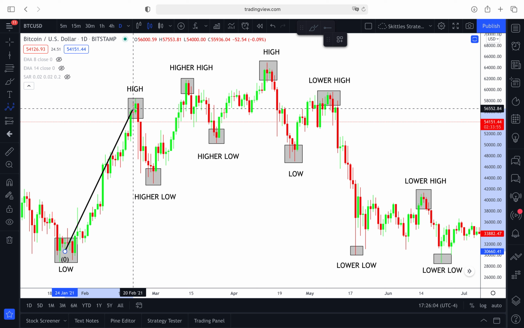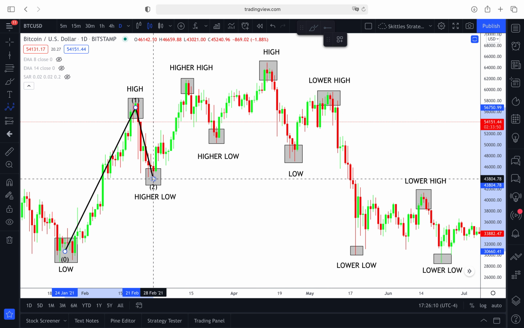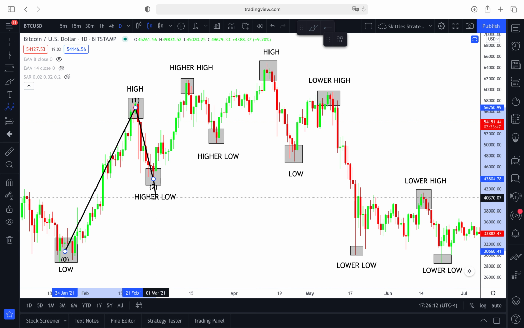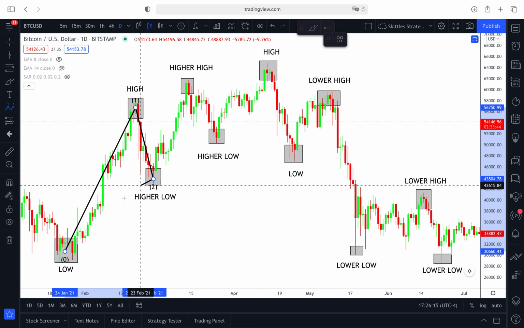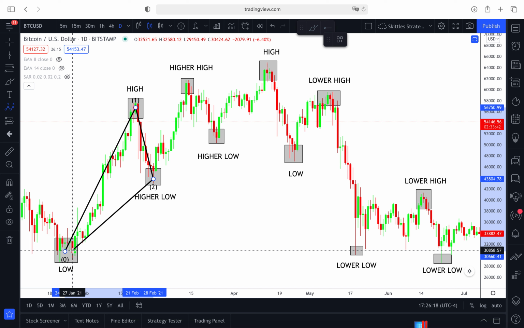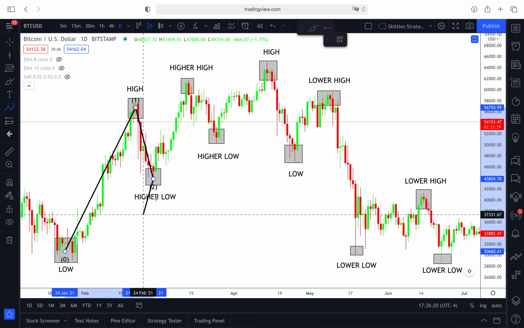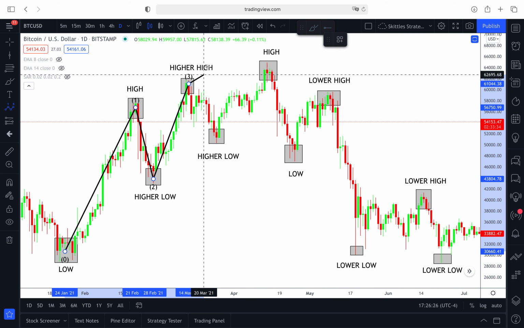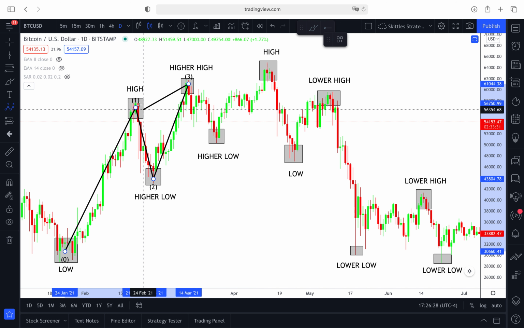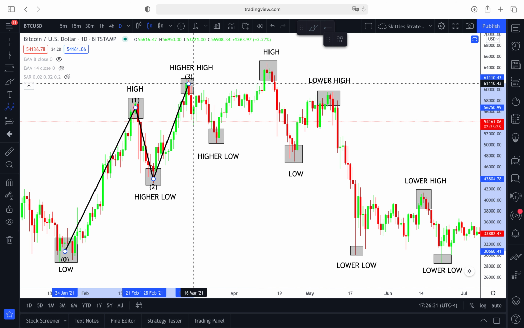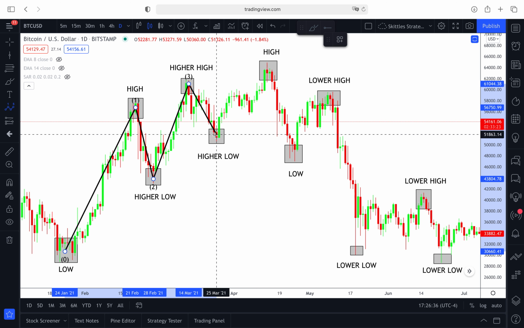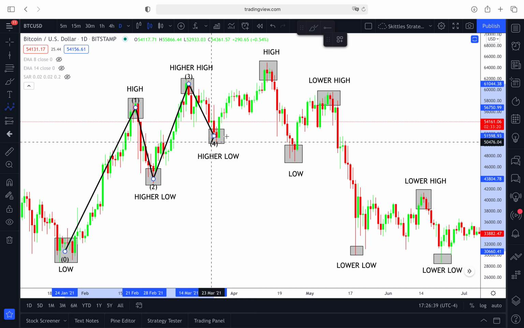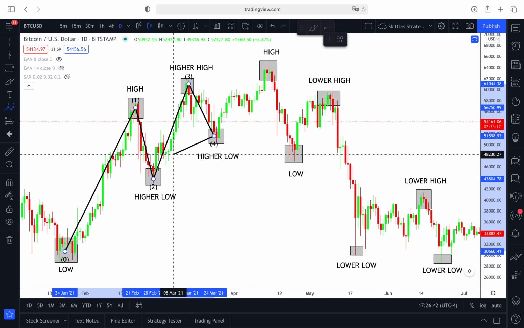Because what goes up must come back down. As you can see, it created a high, but now it retraced down and created a higher low. We call it a higher low because this low is higher than this previous low. Now, when the market continues in its uptrend, it's going to create a higher high. This higher high is called a higher high because it is higher than the previous high. Again, the market has to retrace. What goes up must come down. So when the market retraces, it creates another higher low. This low is higher than the previous low.